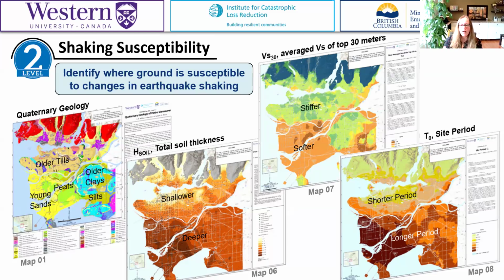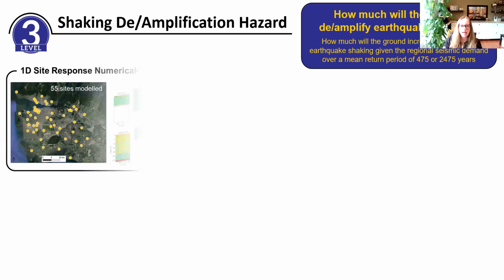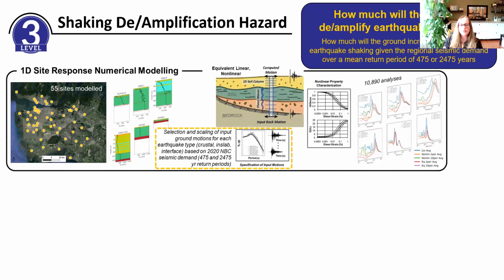And that you would experience relatively rapid or short period vibrations in northern Metro Vancouver, because the ground is generally stiffer and shallower there than it is in the southwest. But it doesn't answer this level 3. It doesn't answer how much the ground will actually amplify or de-amplify earthquake shaking. We have to consider a particular return period, or a particular intensity of that earthquake shaking as it comes in. And so we need to input what that intensity of shaking will be.